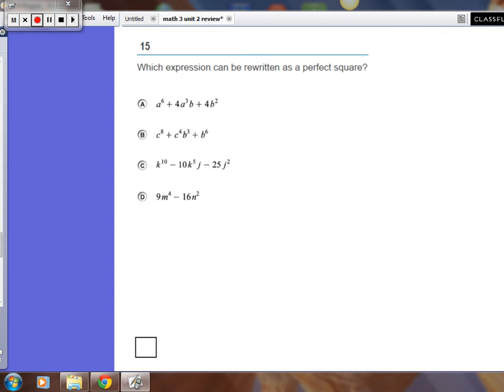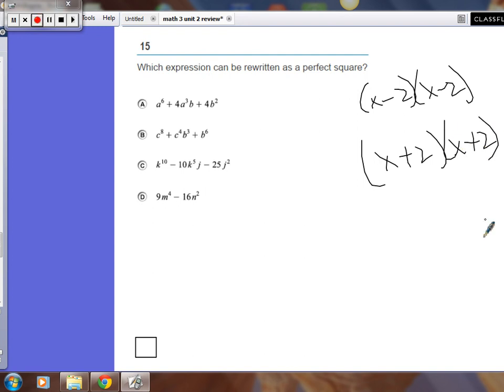Okay, 15, a perfect square. Which one can be rewritten as a perfect square? So a perfect square is like x minus 2 times x minus 2, or x plus 2 times x plus 2. So the ones we did before were kind of a difference of squares. We had x minus 2 times x plus 2.